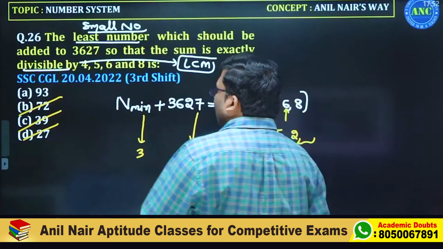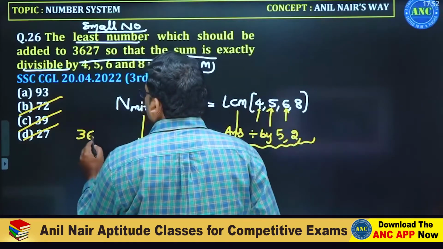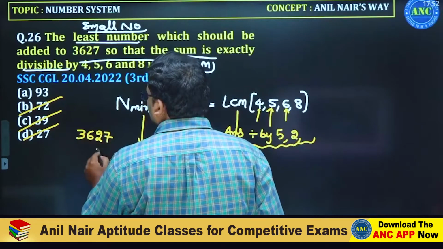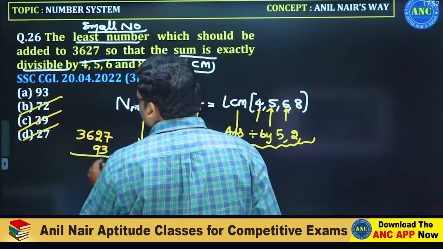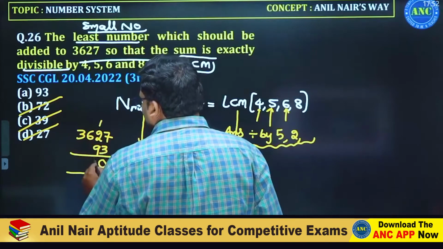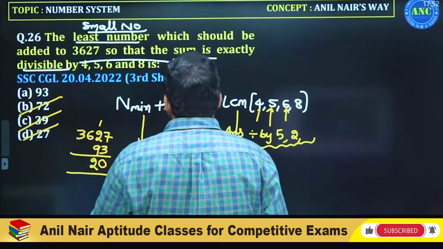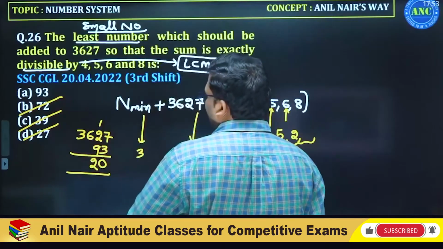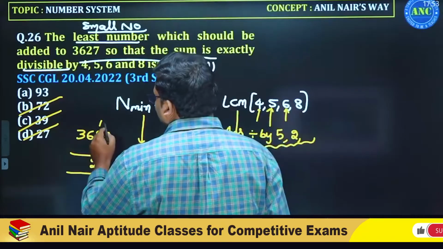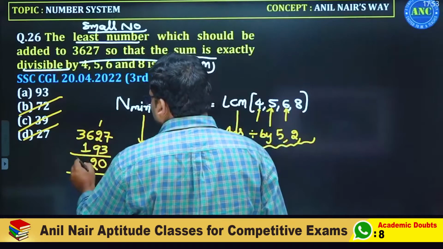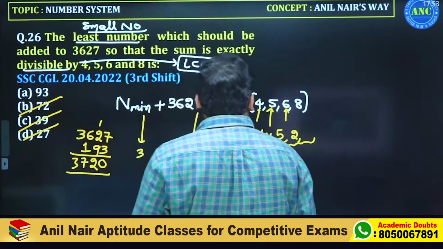Let us check whether it works. 3627 plus 93. 7 plus 3 is 10, 9 plus 2 is 11, 11 plus 1 is 12. So it becomes 3720.